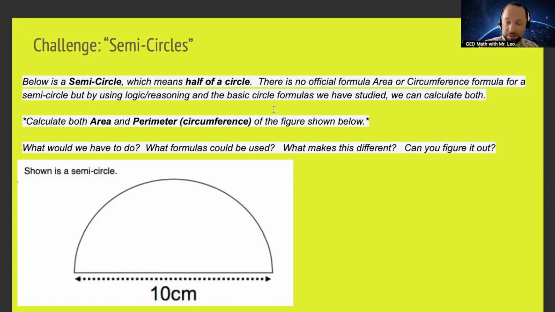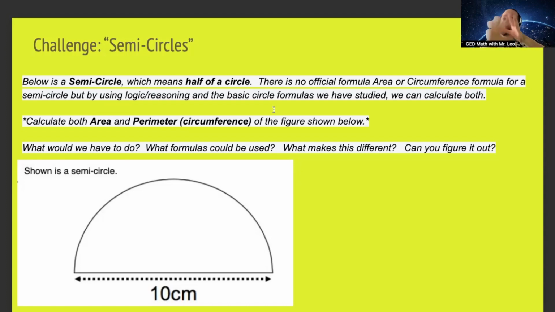Below is a semicircle, which means half of a circle. There is no official area or circumference formula for a semicircle. But by using logic and reasoning and the basic circle formulas we've studied, we can calculate both. This comes up on the GED test. Here we go. Calculate both area and perimeter, meaning the circumference of the figure shown below.